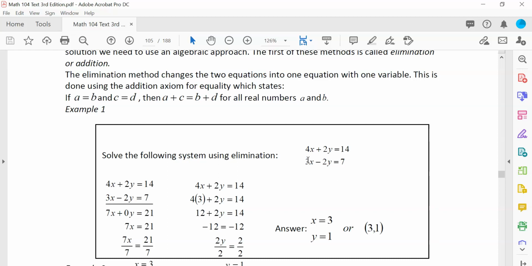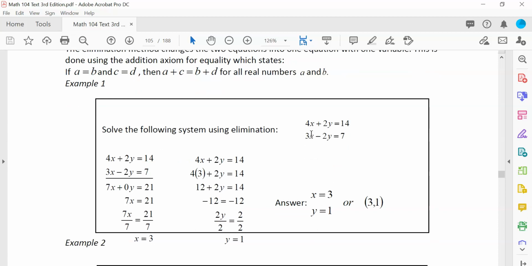So let's look at this example 1. We have 4x plus 2y is equal to 14. That's the first equation. And the second equation in the system is 3x minus 2y equals 7. Now, this one is a really nice system for elimination. Not only are the x's, the y's, the equal signs, and the constants lined up, but also these two terms here, the positive 2y and the negative 2y, are opposites of one another.